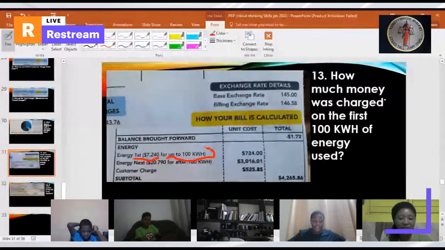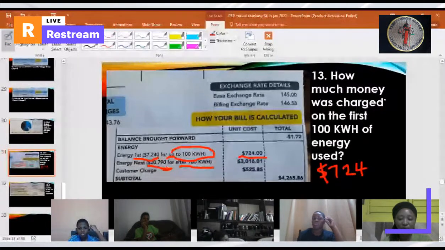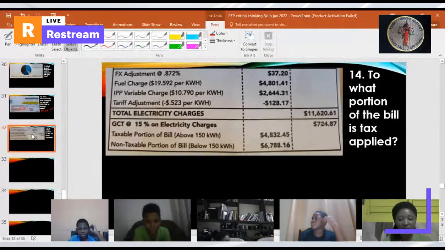So for the first 100 kilowatts they paid $724. After that, whatever she used after, this is the rate that was charged. After the 100 kilowatts, this is the rate for everything else. So this 704 was charged for the first 100 kilowatts. We can have the last question, question 14.